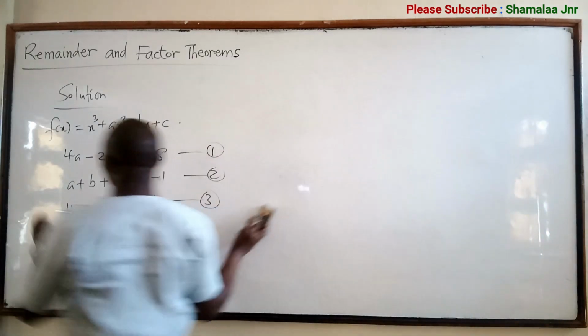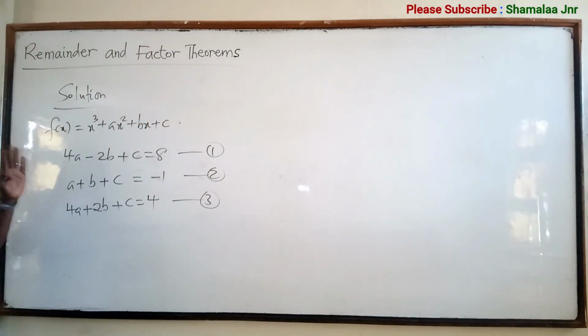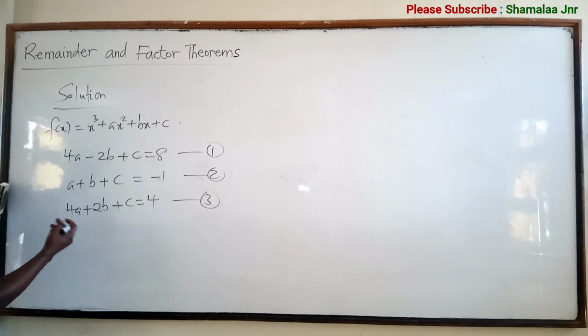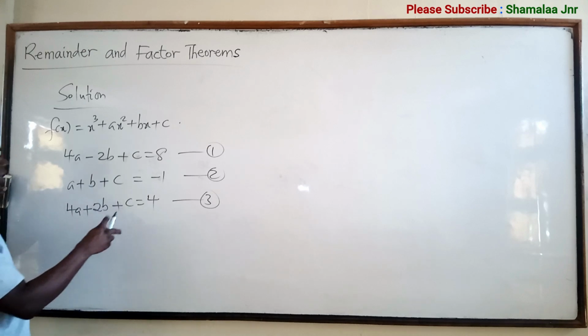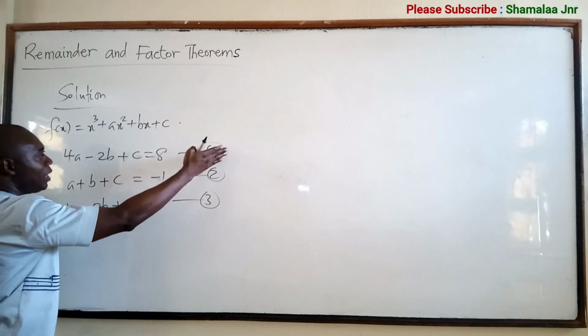Now viewers, look on the board. We have three equations to solve simultaneously, at the same time. This is what we are going to do. We are going to subtract. You can decide to subtract equation 2 from equation 1.